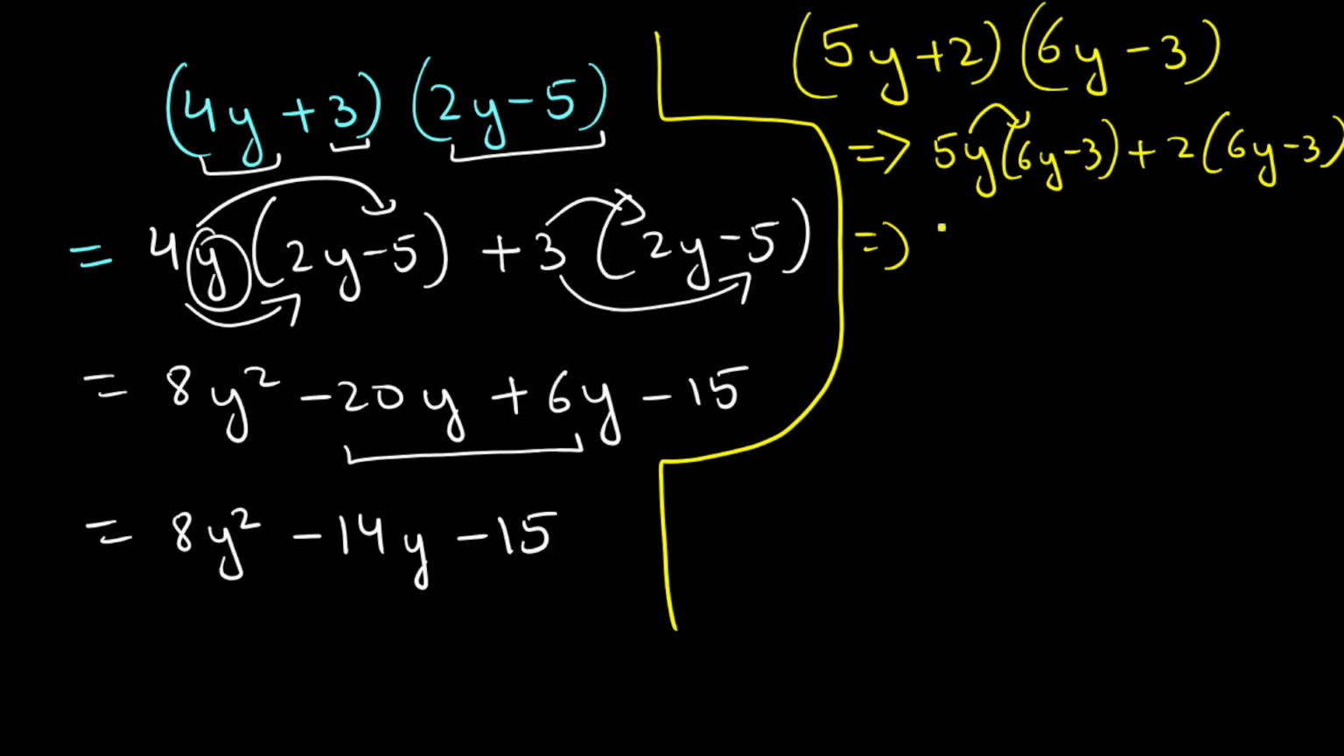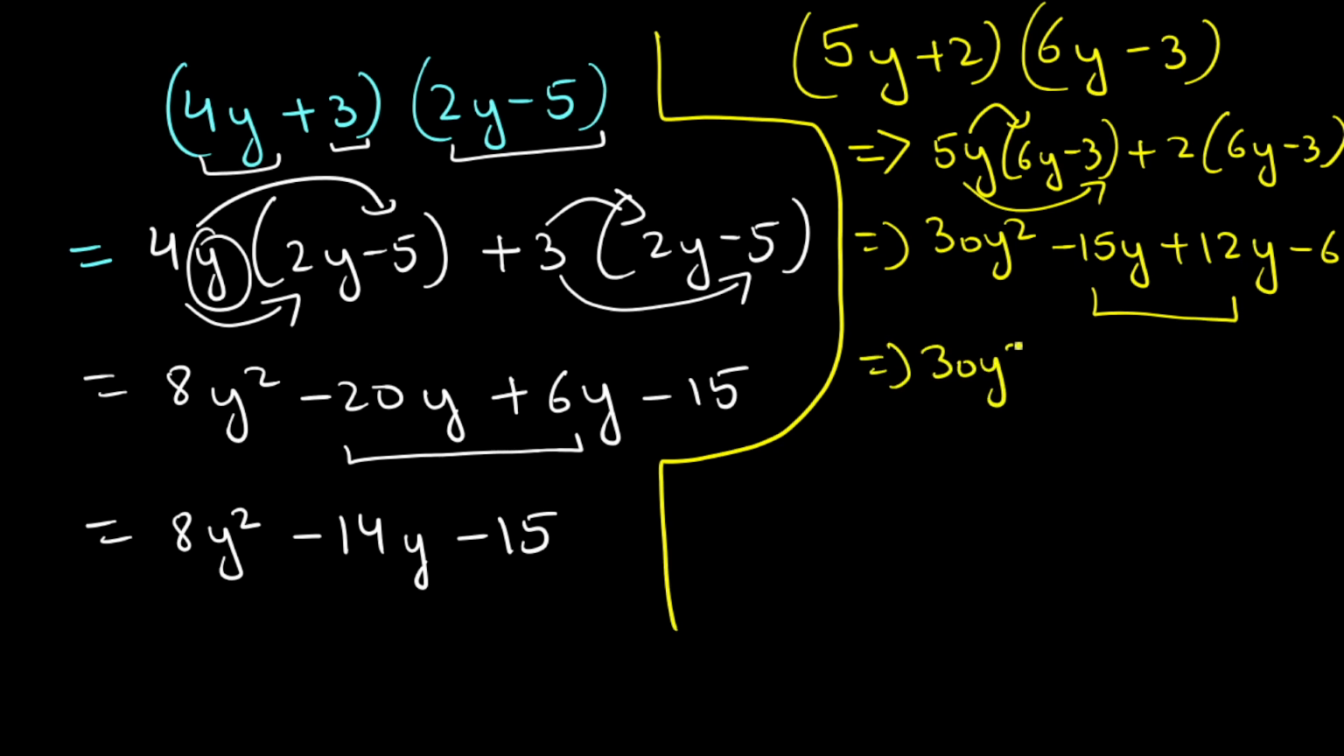5y times 6y, which is 30y square, 5y times negative 3, it is negative 15, and y, and then 2 times 6 is 12y, 2 times negative 3, which is negative 6. So we will look for the variables which are similar like terms, which is over here, negative 15y plus 12y, and we will solve them. So we get 30y square, negative 15 plus 12, which is negative 3, and y variable at the end, and negative 6. And this is our final answer.